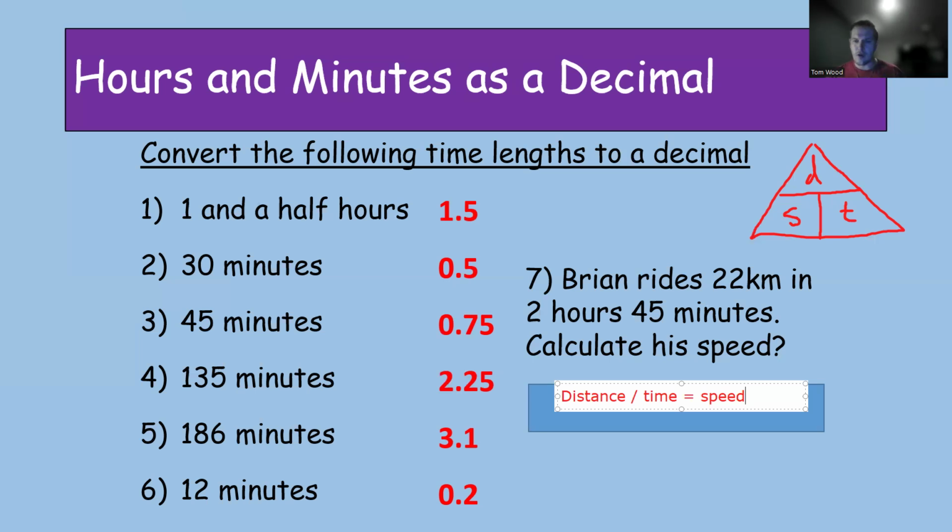So we've got distance over time is equal to speed. Okay, well, what is our distance? Our distance is 22 kilometers. Now, what is our time? It's 2 hours, 45 minutes.